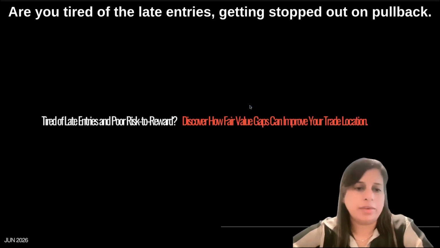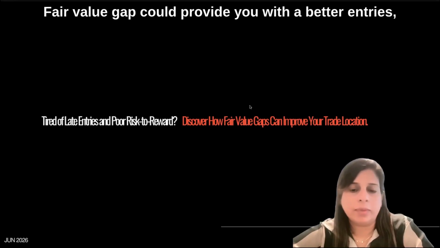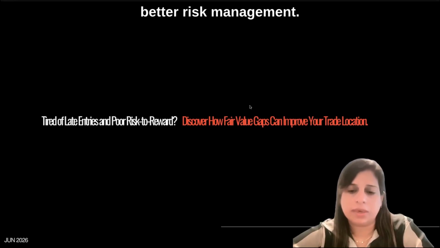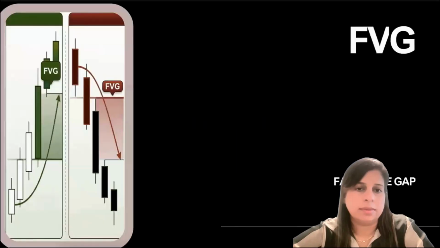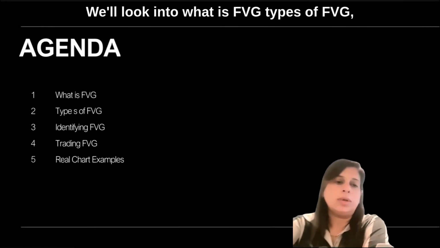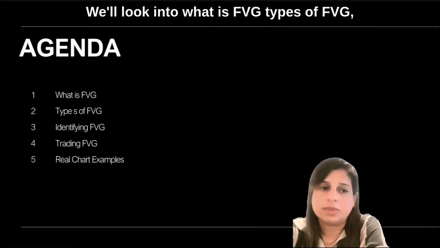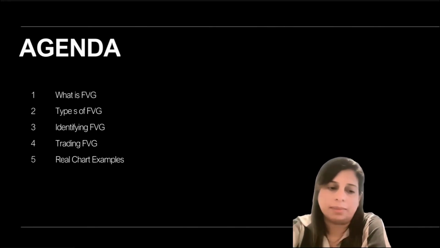In charge of the late entries, getting stopped out on pullback. Fair value gap could provide you with better entries and better risk management. We'll look into what is FVG, types of FVG, identifying FVG, and trading with real chart examples.